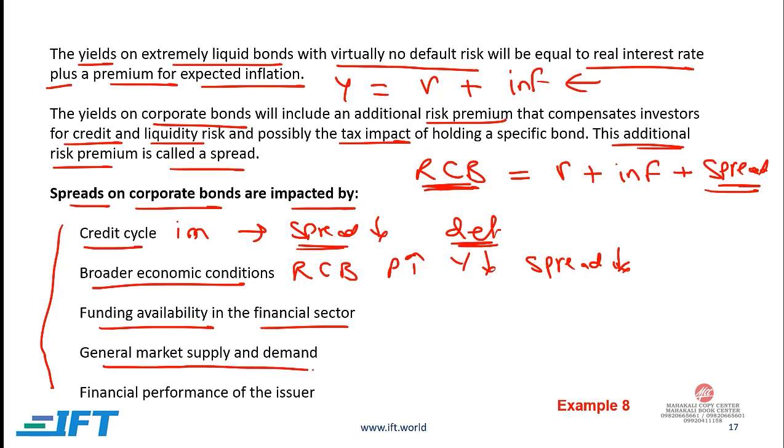Then we have general market supply and demand. If the supply is relatively high compared to demand, then credit spreads will widen, and the opposite holds. If the demand is relatively high and the supply is relatively low, then the spreads will tighten. And the final point has to do with the financial performance of the issuer. Earnings releases, news, and other developments associated with the issuer will impact credit spreads. Good news will narrow spreads, while bad news will obviously widen spreads. Now I want you to work through this example in the curriculum.